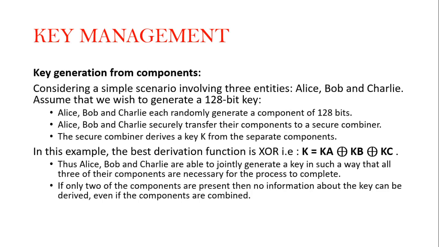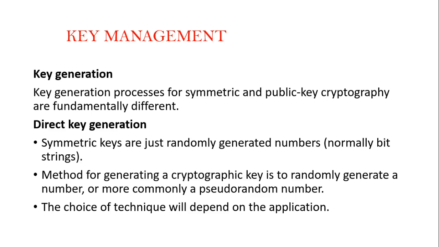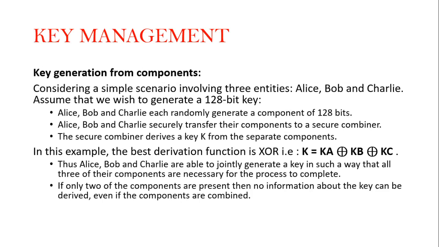Another source is key generation from components. I think we have discussed it. In the key generation process, it comes in two types. One is direct key generation, and another one is key generation from components. So what exactly is key generation from components? Consider a simple scenario involving three entities. I already told you that the actors of this subject are Alice, Bob, and Charlie. Assume that we wish to generate a 128-bit key. Alice, Bob, and Charlie each randomly generate a component of 128 bits.